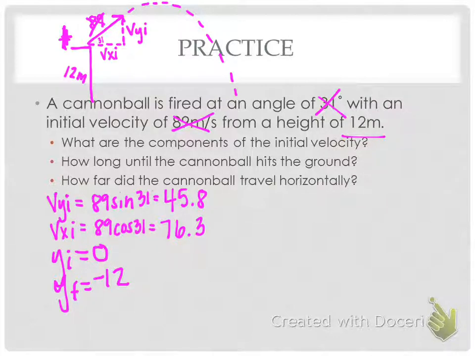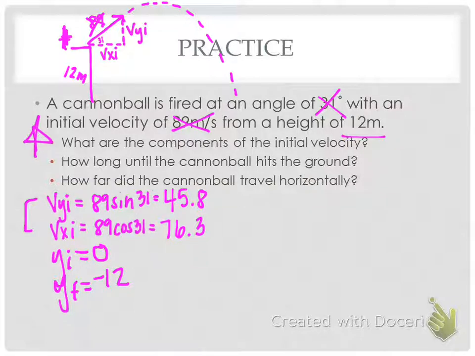These equations do a lot of the extra work for you, so don't overthink this kind of stuff. We already solved our first question, right? Here are our two components. How long until the cannonball hits the ground? That means we want to solve for total time, right? Can we use the shortcut method here? No, we cannot. It's not symmetric. They don't start and end at the same height. So what equation do we probably need to use to solve for time?